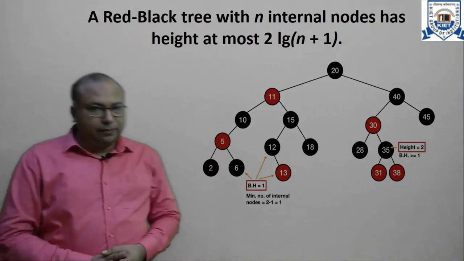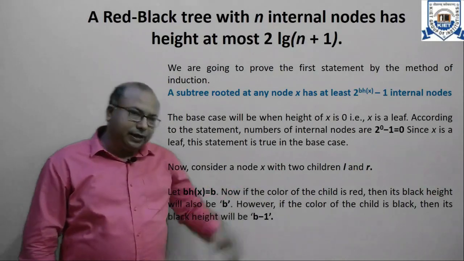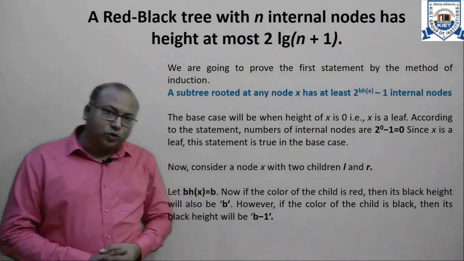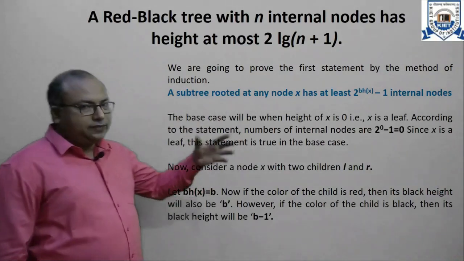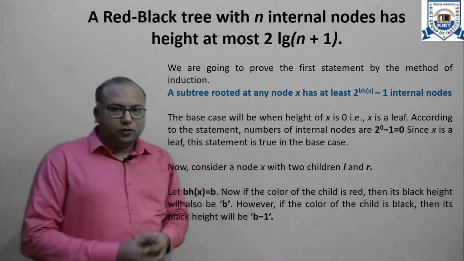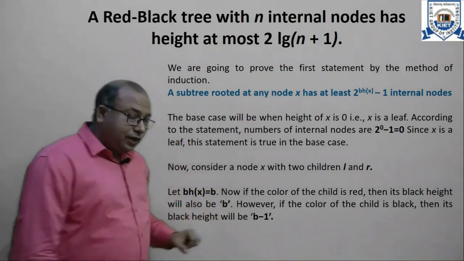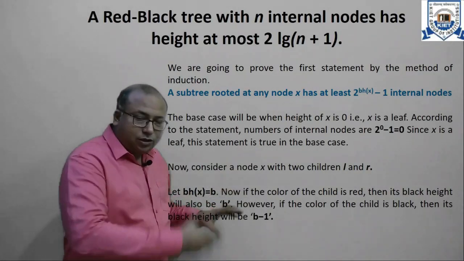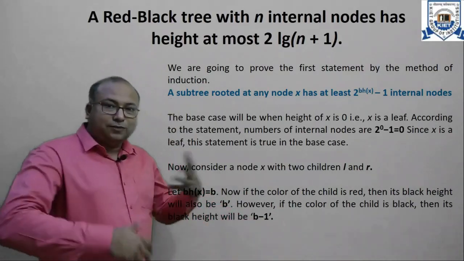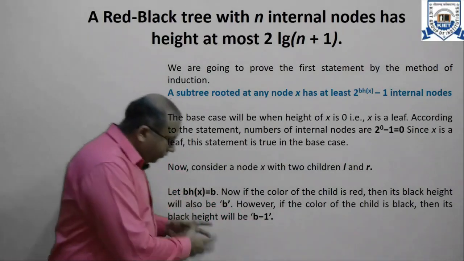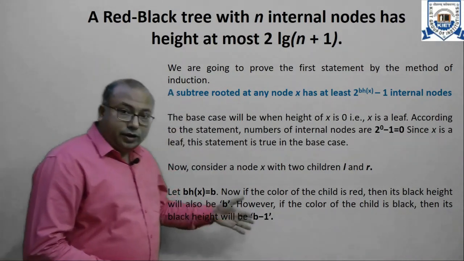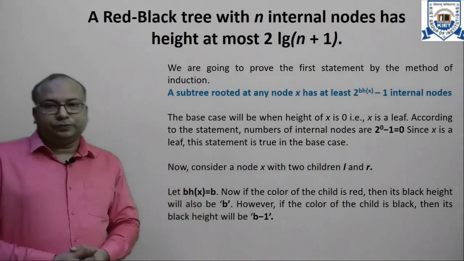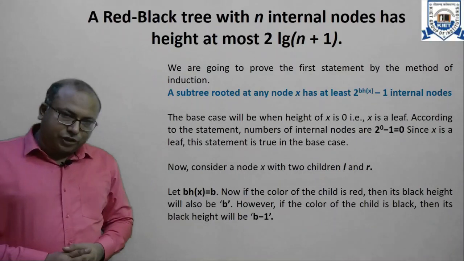So now let us apply mathematical induction. First we apply it on the leaf nil, because the leaf nils are at height 0. What statement do we need to prove? The number of internal nodes at any node x will be at least 2 to the power bh(x) minus 1. Let us start from the leaf nil, at height 0. There is no path from leaf nil to the leaf nil, so its black height will also be 0. So how many internal nodes are at the leaf nil? It will be 2 to the power 0 minus 1, which is 0. So the first step of the induction is proved.